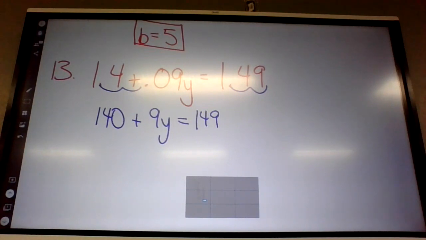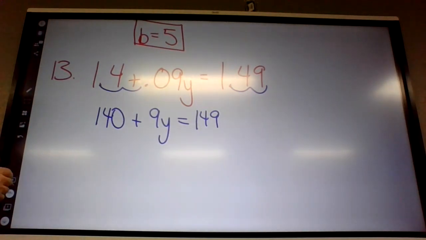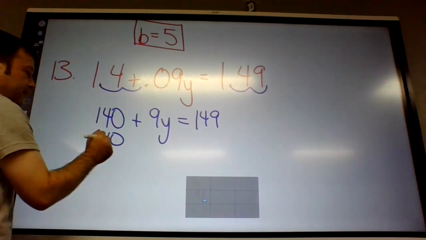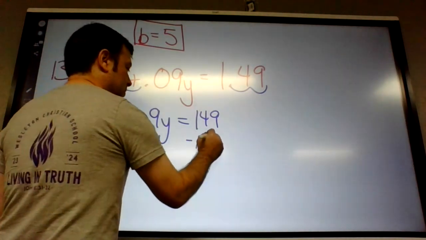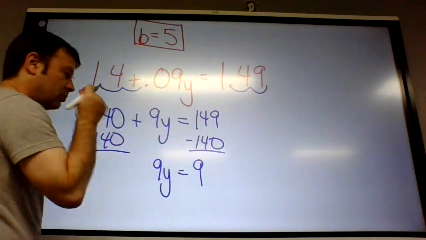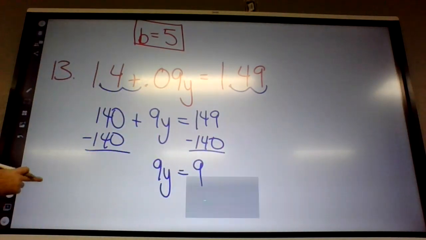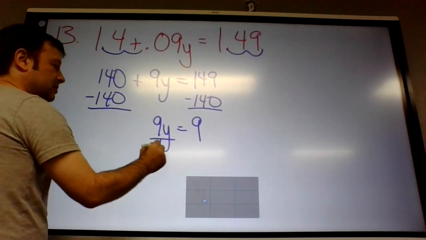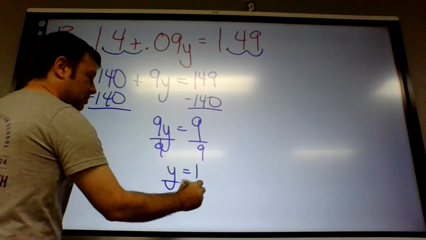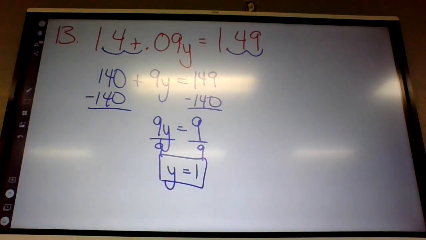Alright, Manny, what should we do? We should subtract 140 on both sides. Yeah. We get 9y equals 9. And then we divide 9 by 9 to get y equals 1. Not too bad once you do the first step.